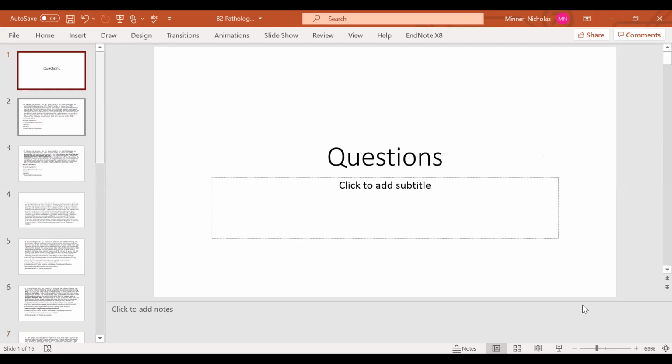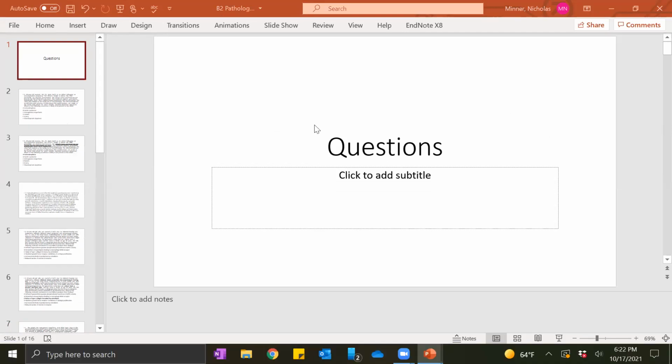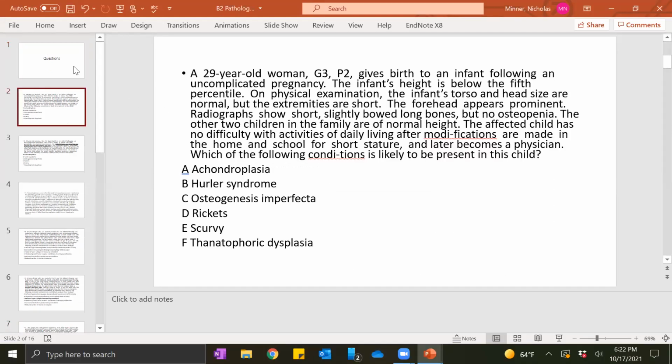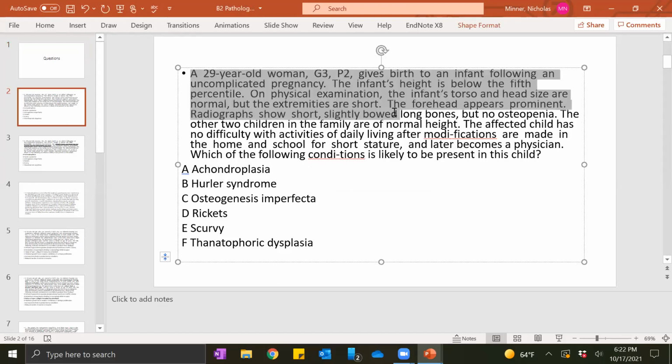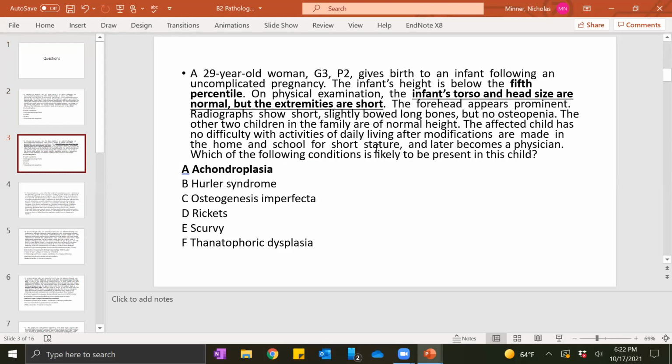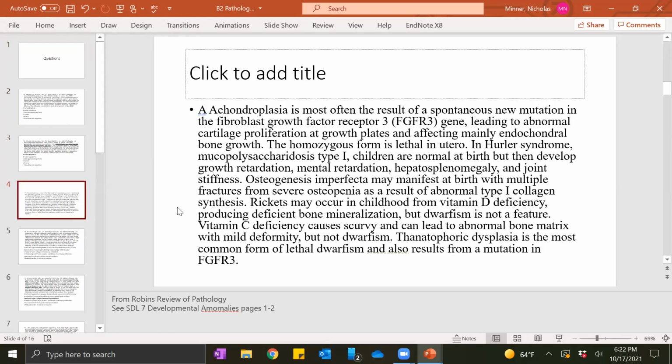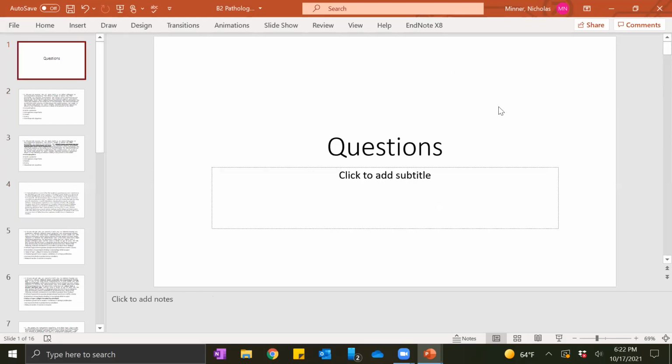Share screen. Okay, and then we're just going to send these questions out to you. I got them from Robbins and Cotran. You should be able to see them. We went through here with the question, followed that up with what the answer is, and there's an explanation. You can find most of these in Robbins and Cotran. These are all the ones that are relevant to what we've gone over.